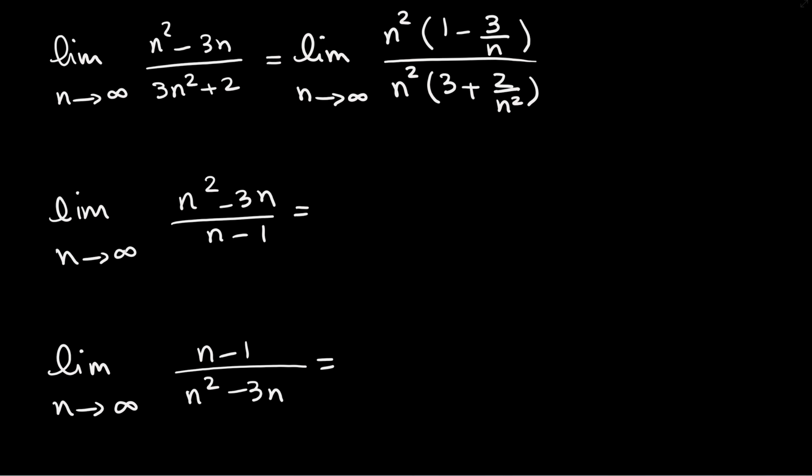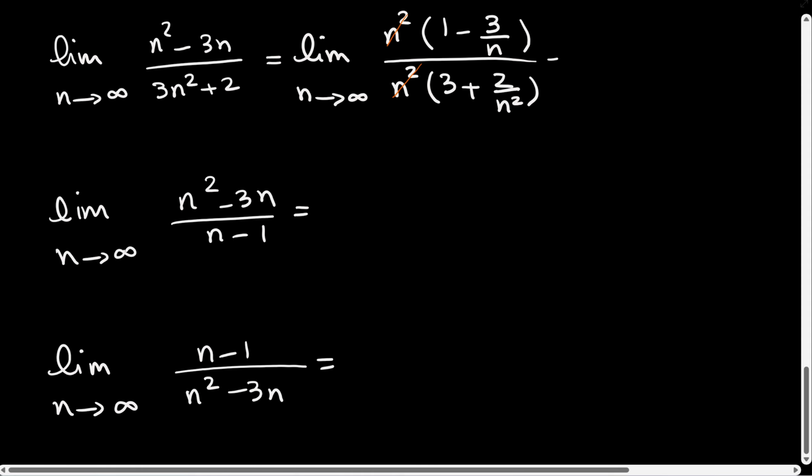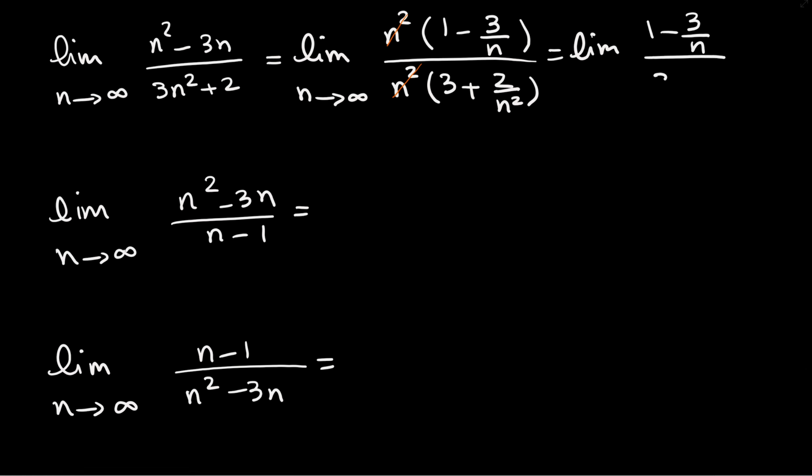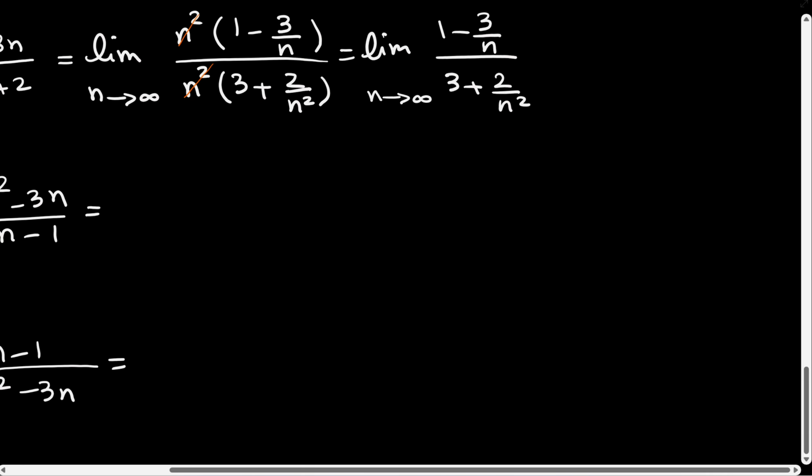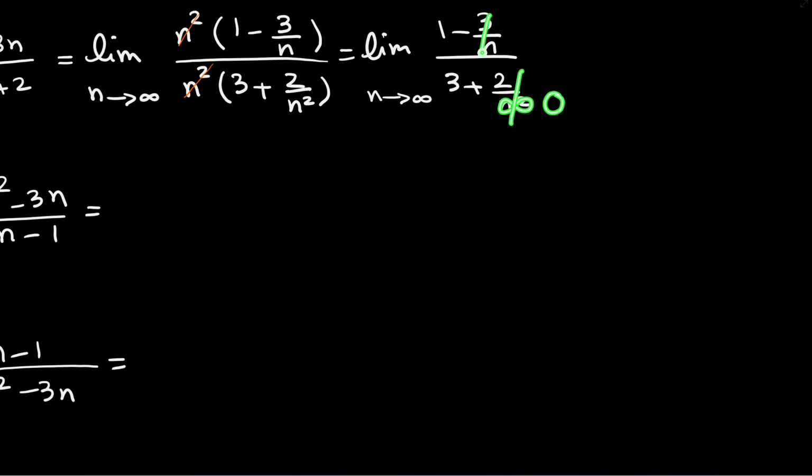N approaches infinity. Now we can divide numerator and denominator by n squared. The remaining is limit of 1 minus 3 divided by n in the numerator and 3 plus 2 divided by n squared in the denominator when n approaches infinity. When n approaches infinity, 2 divided by infinity is 0, 3 divided by infinity is 0. So the numerator is 1 and the remaining in the denominator is 3. The final answer is 1/3.